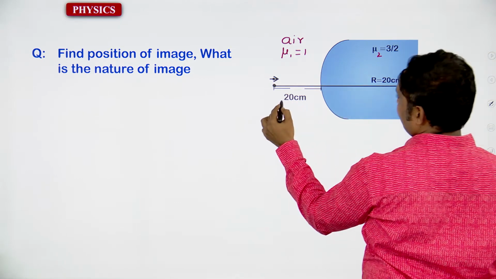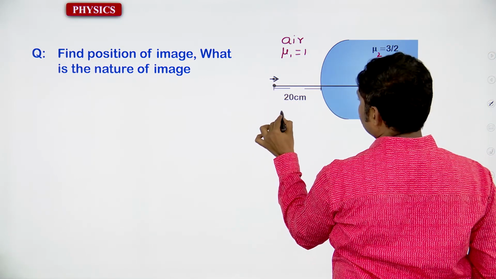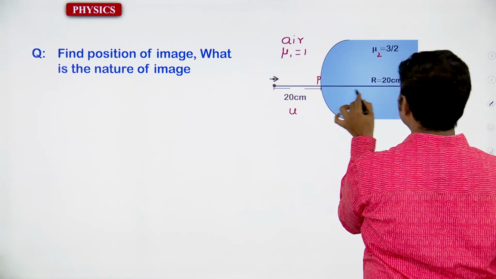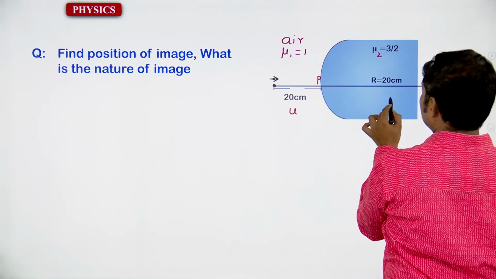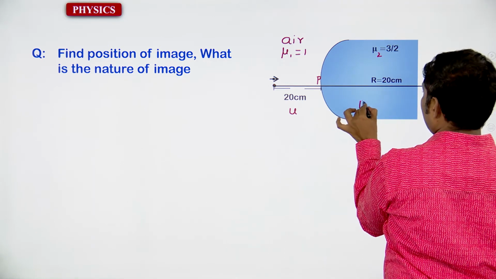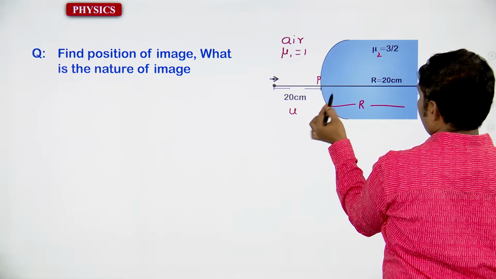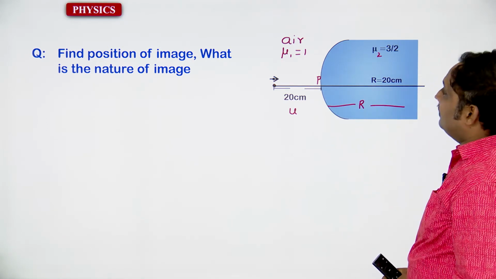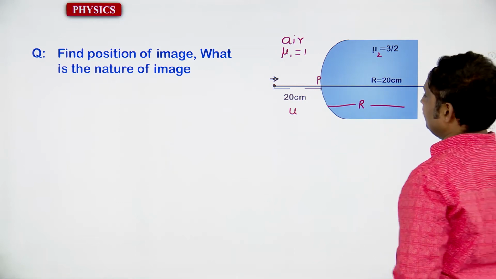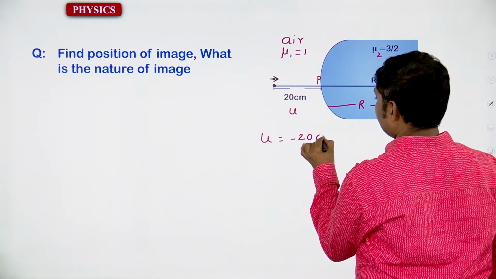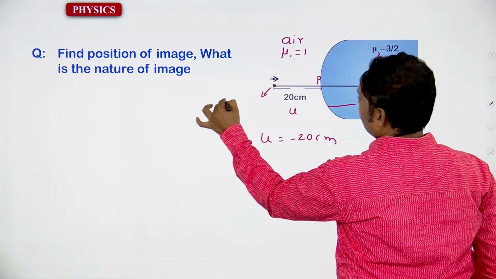Okay, this is the u. If it is going to be the point object, this is going to be the u, this is going to be the pole, this is going to be the r. Let's assume r. Yes, we have to confirm from the given diagram. U is equal to minus 20 centimeter. This is going to be the point object.